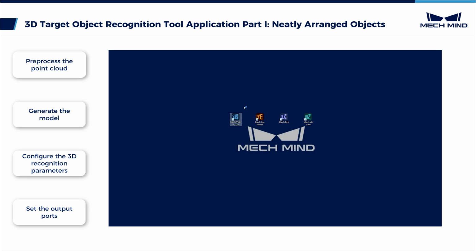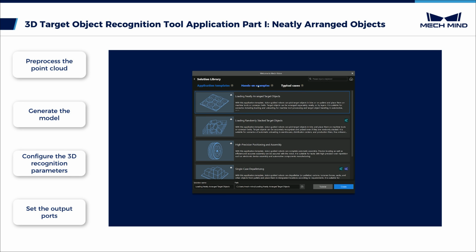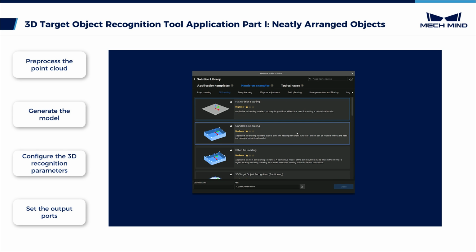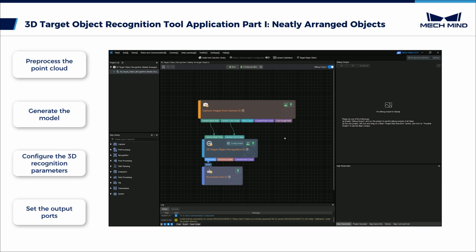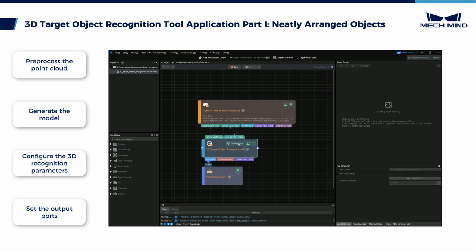Open Mech-Vision to enter hands-on examples. Click 3D Locating. Select the corresponding project and open it. Navigate to the step of 3D Target Object Recognition. Click Config Wizard to enter the tool interface.